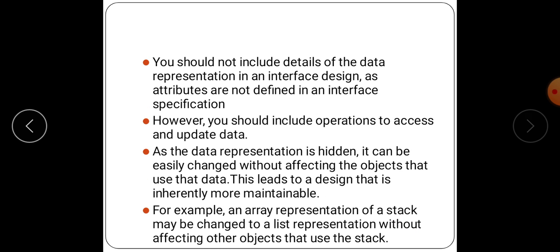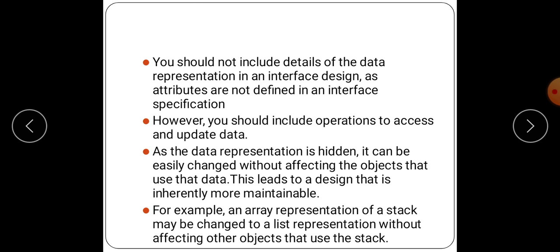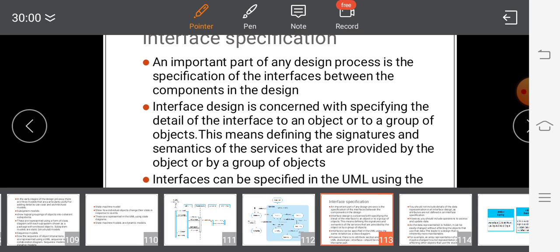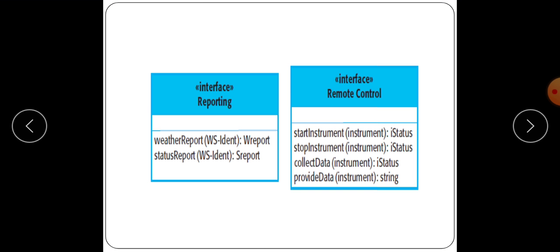Okay, you can observe that like this. Okay, these two are examples. One is reporting and another is remote control. You can see that interface. Okay, stereotype in UML, you are going to add the stereotype like interface, included in the name part.